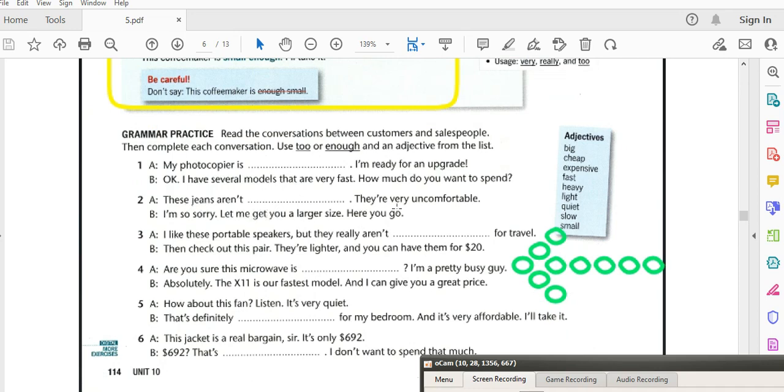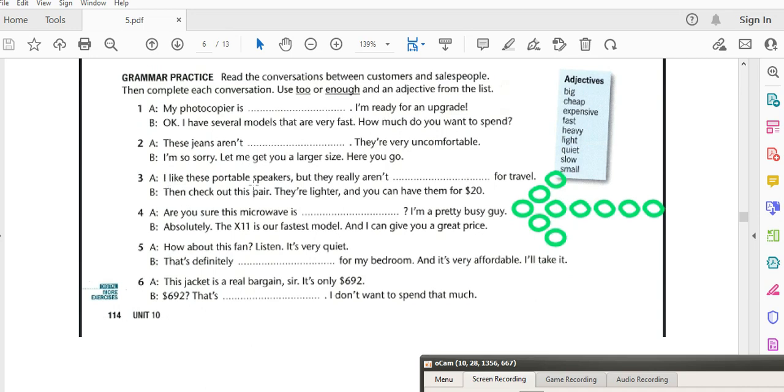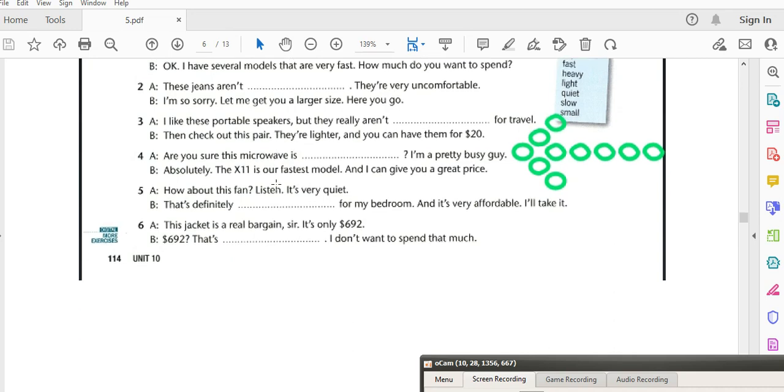These jeans aren't big enough. They are very uncomfortable. I'm so sorry. Let me get you a larger size. I like these portable speakers, but they really aren't light enough for travel. You complete this part, take a photo and send it.